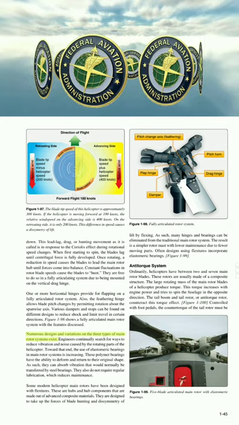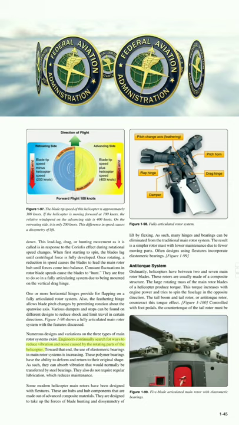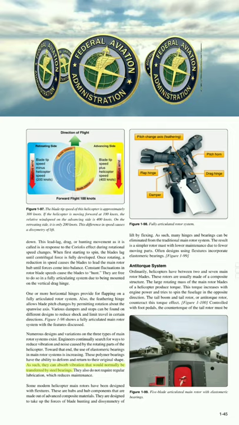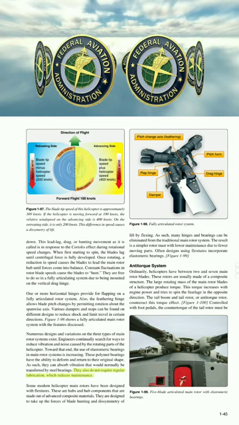Engineers continually search for ways to reduce vibration and noise caused by the rotating parts of the helicopter. Toward that end, the use of elastomeric bearings in main rotor systems is increasing. These polymer bearings have the ability to deform and return to their original shape. As such, they can absorb vibration that would normally be transferred by steel bearings. They also do not require regular lubrication, which reduces maintenance.